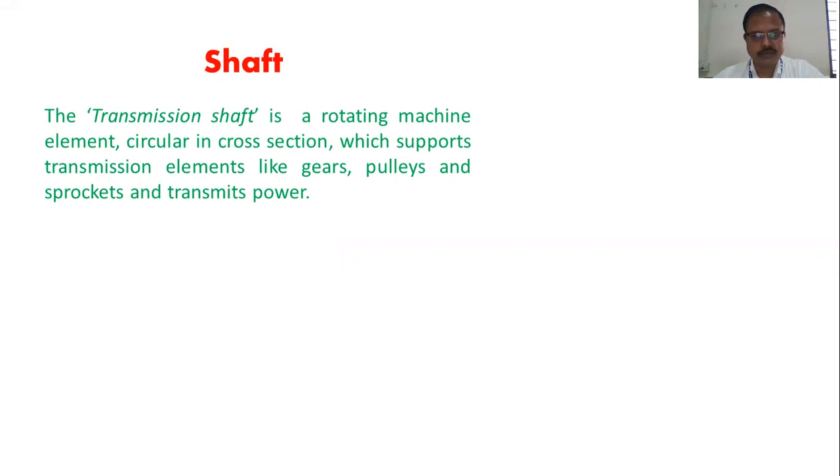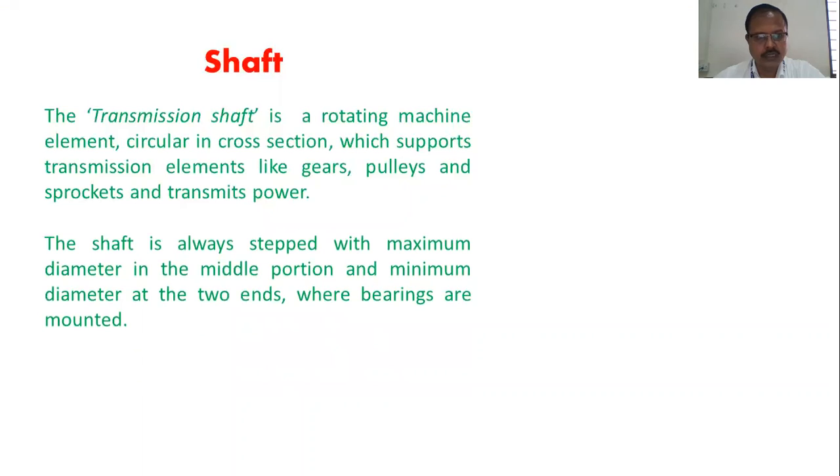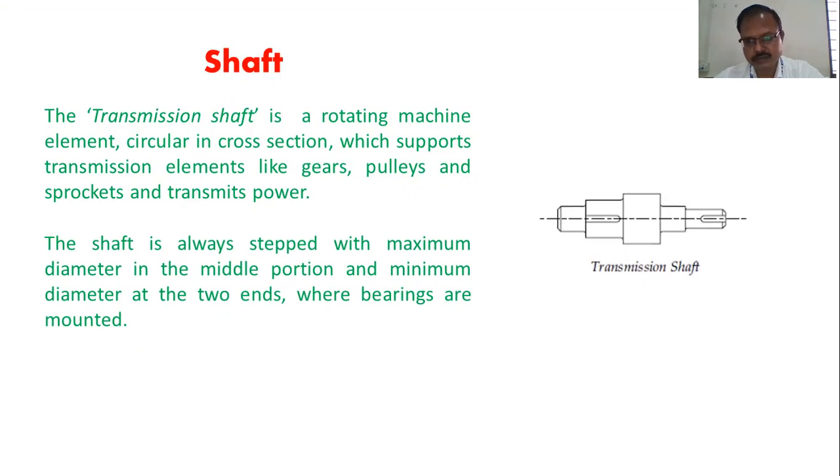The transmission shaft, as it is called, is a rotating machine element, essentially circular in cross section, and which supports transmission elements like gears, pulleys, sprockets for transmitting the power. The shaft is always a stepped shaft with maximum diameter at the center or in the middle portion and minimum diameter at the two ends where bearings are mounted.